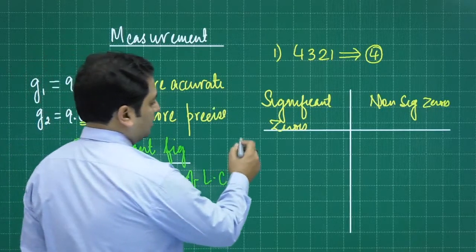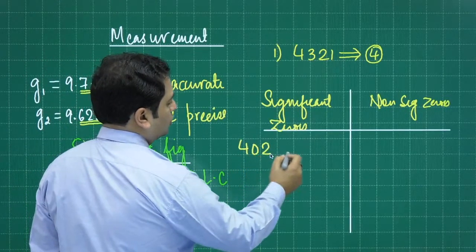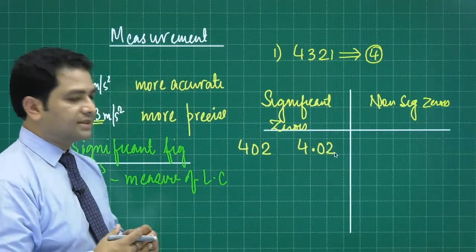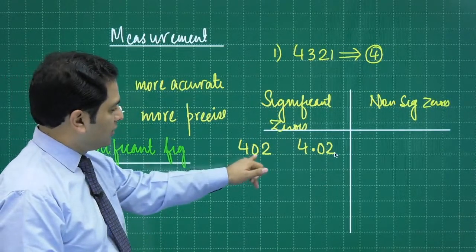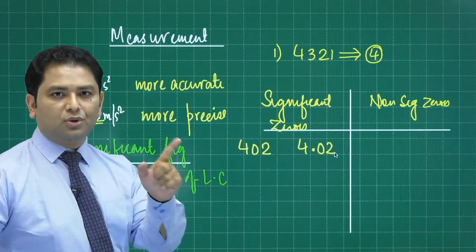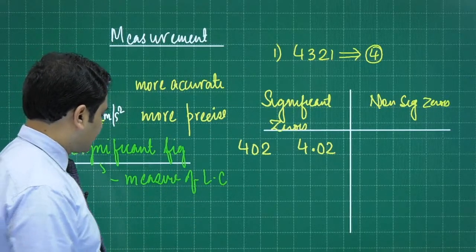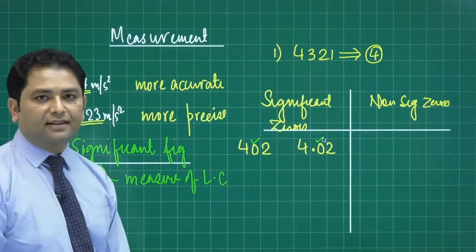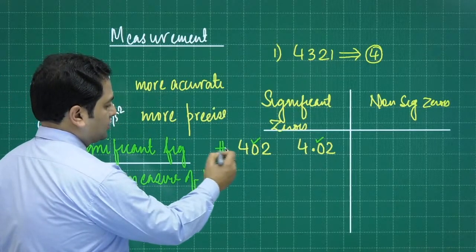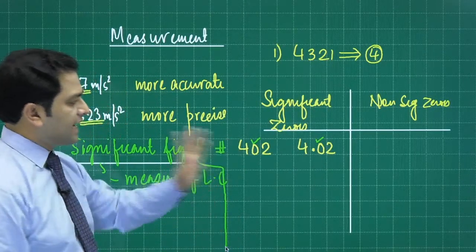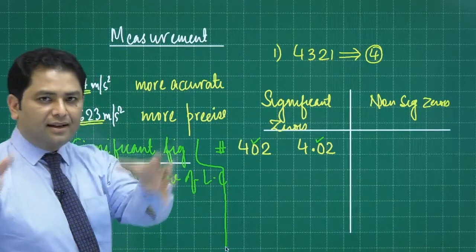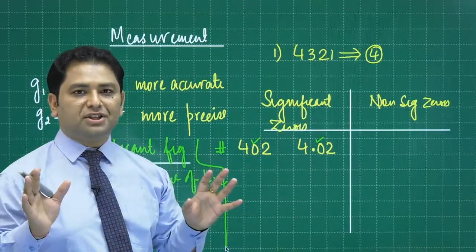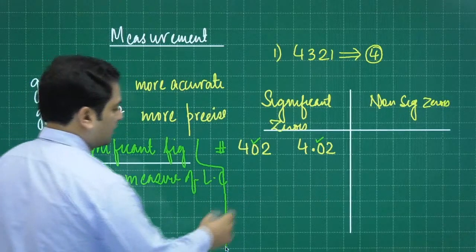The first one is, say, 402 or 4.02. These are two different examples. The 0 is sandwiched between two non-zeros. So in that condition, a sandwiched 0 will be significant. That's the first case, the first rule here. Whether there is a decimal or not doesn't matter. If it is sandwiched, it is significant.